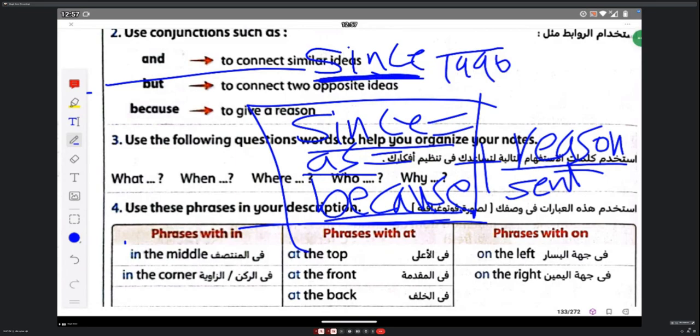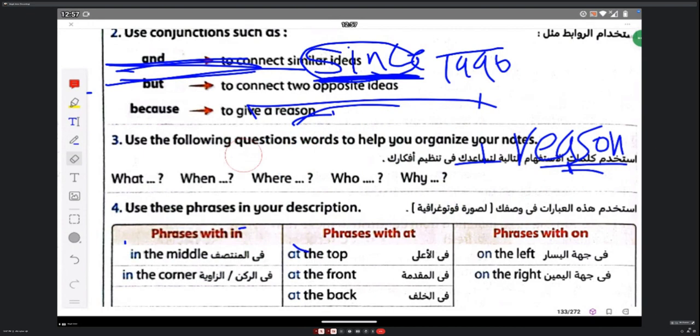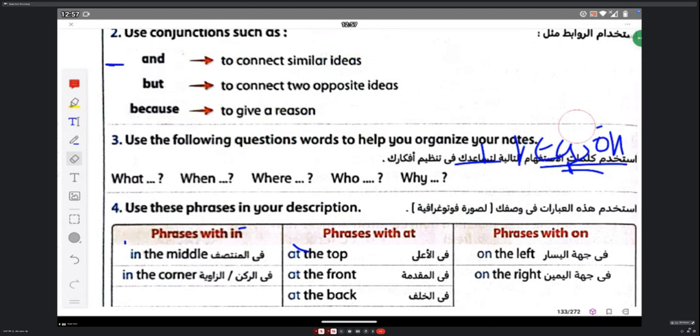A time word for present perfect. Before it comes here present perfect simple or present perfect continuous. So this is a time word. This is a conjunction for reason. Okay, we have two sense, two yets, and as we have two because.